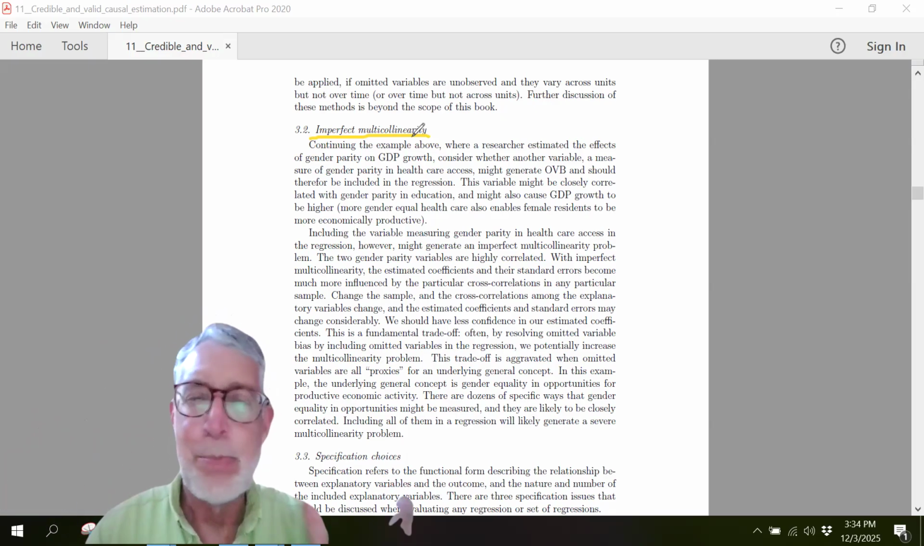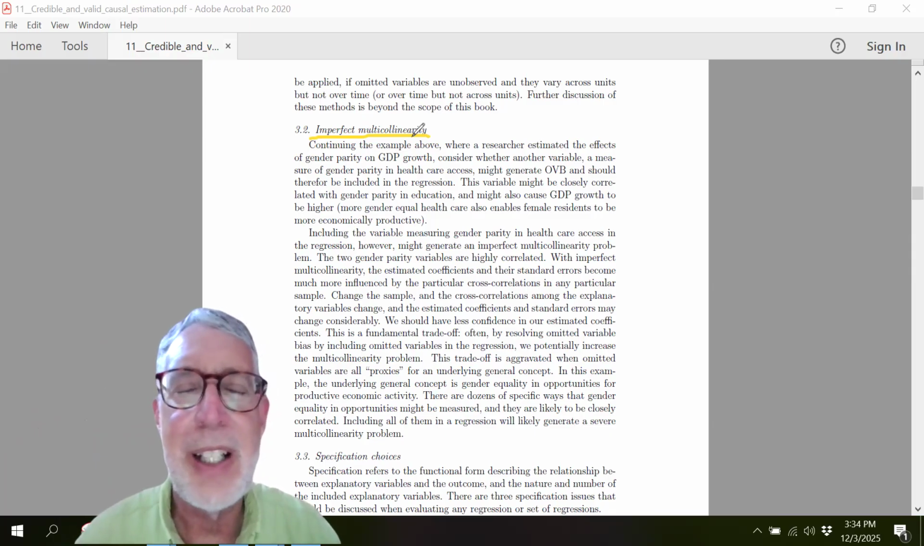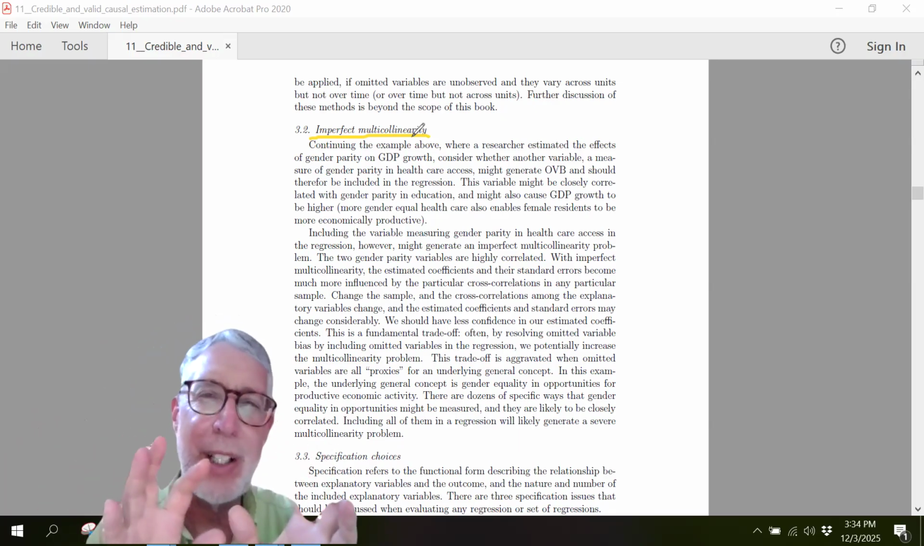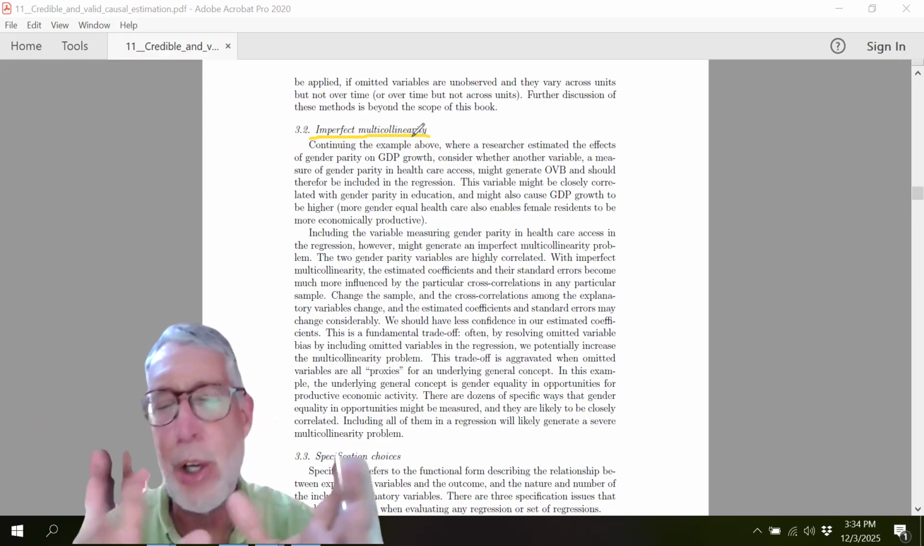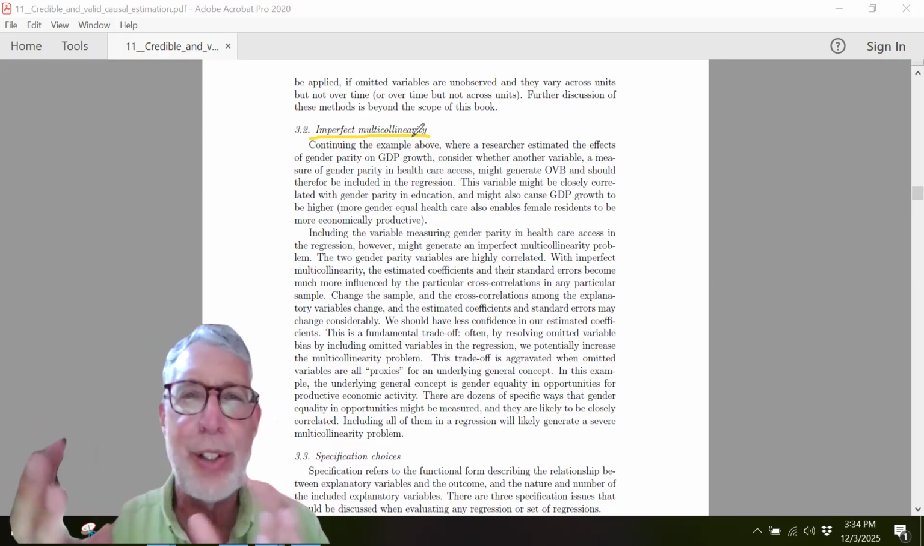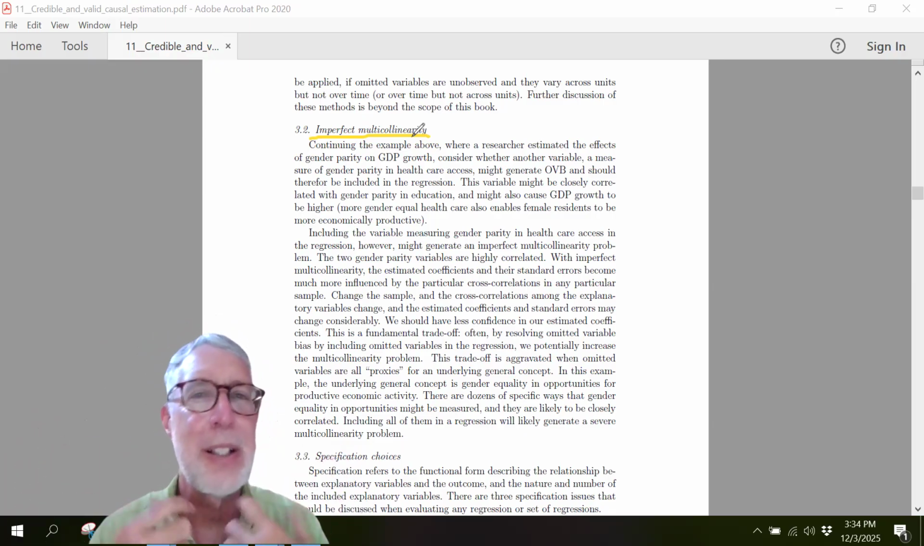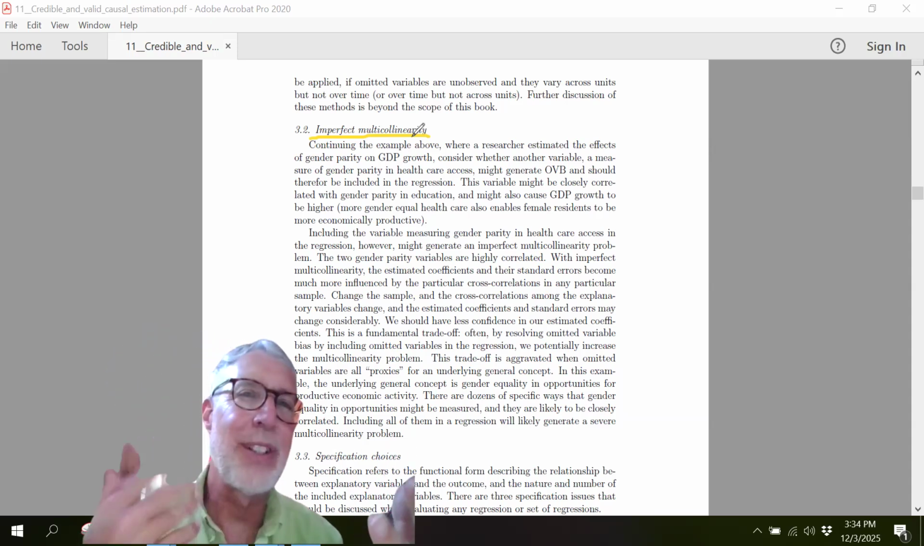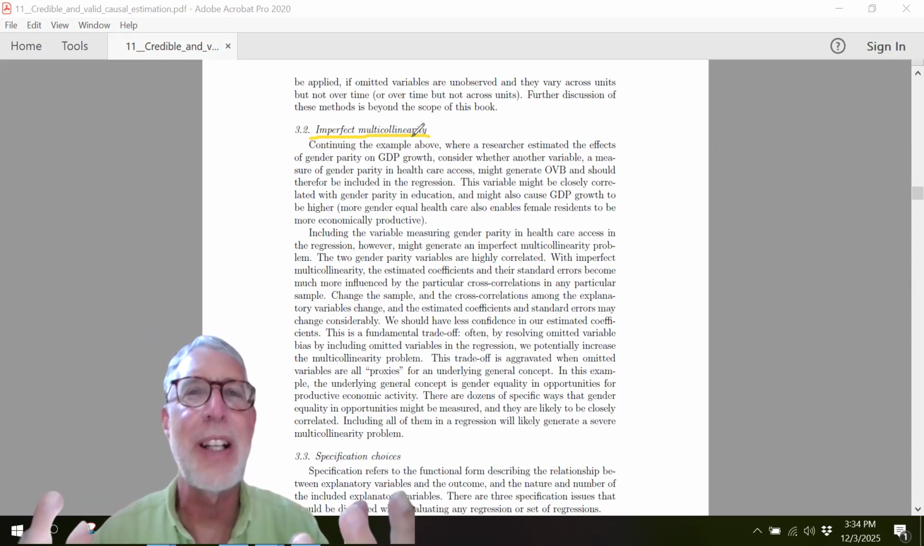But perfect multicollinearity can arise in other settings too. Imperfect multicollinearity means we have two variables that are very closely correlated. That is, both variables are telling us the same information, the same thing. How many hours you study is equivalent to how intensely you study.